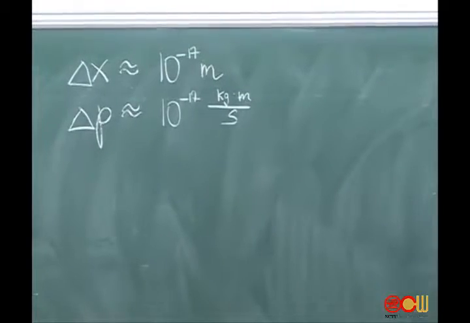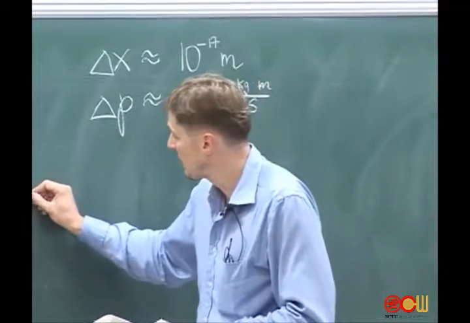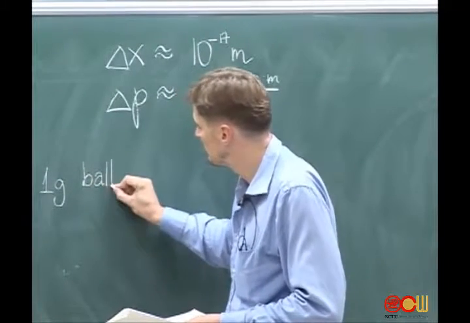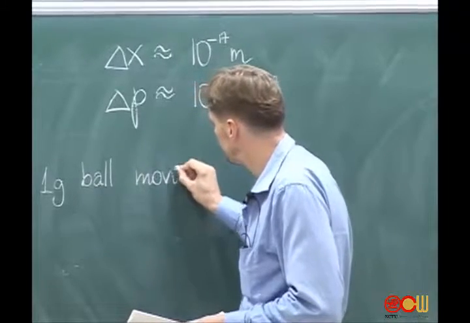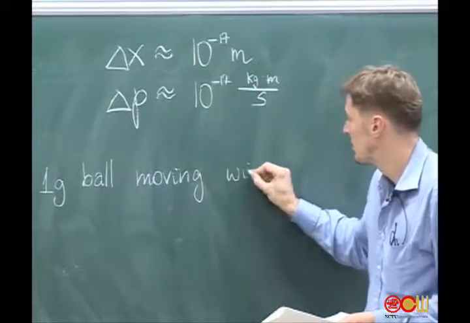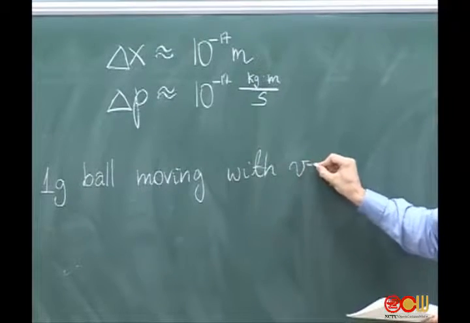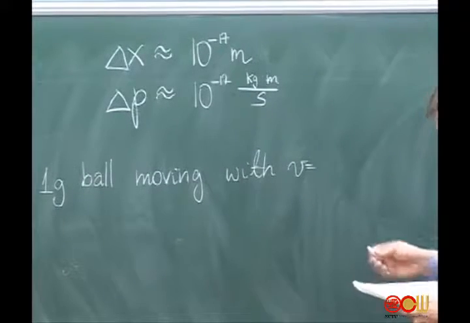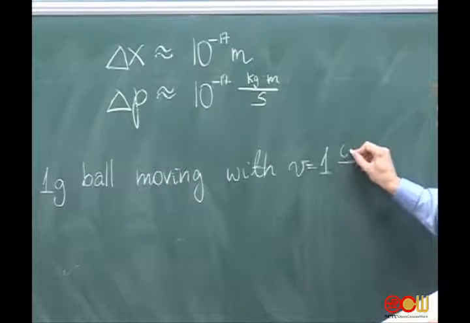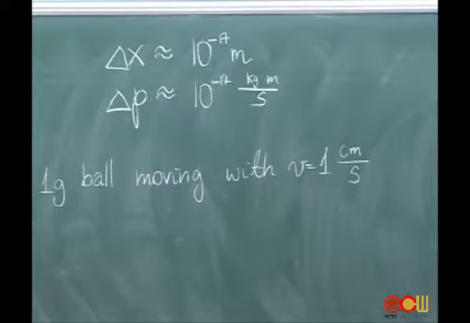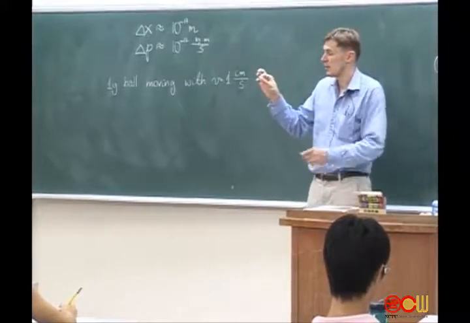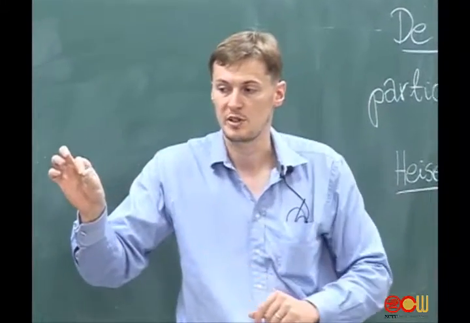Okay, so let's just analyze. First, we analyze a 1 gram ball moving with speed equal to 1 centimeter per second. So very slow. You can think it's this chalk moving 1 centimeter per second, more or less this speed. So now, when we look at this one, we see the position here and the speed, 1 centimeter per second.